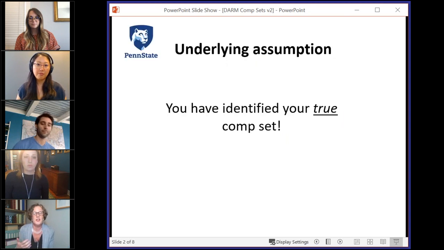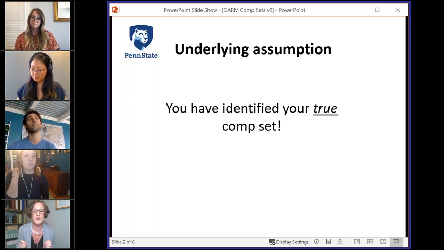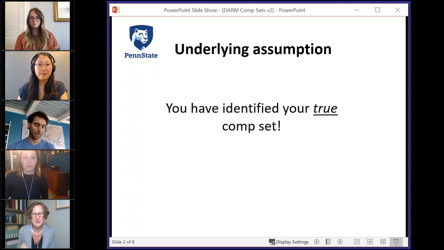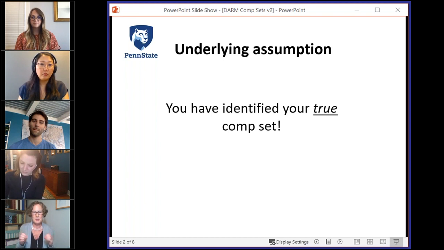And before I launch into how I perceive that comp sets are and should be used, I've got to really underscore the underlying assumption when you're doing any analysis, including a comp set. The assumption is that you've identified your true competitors. For me, it's a classic case of garbage in, garbage out. If you are not benchmarking against those people that your consumers would pick if they didn't pick you, then you're not benchmarking against the right people, and all of your work is for nothing.